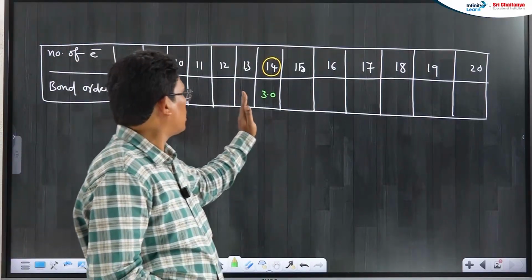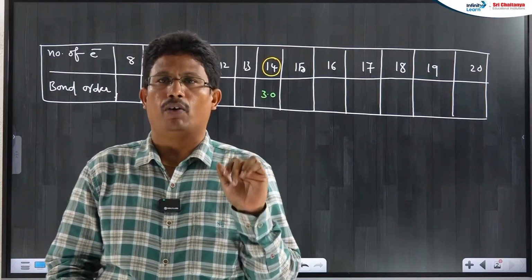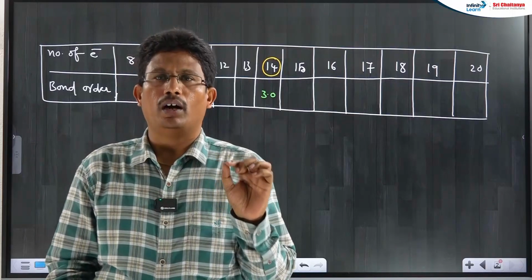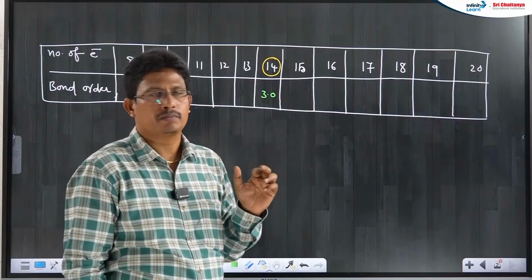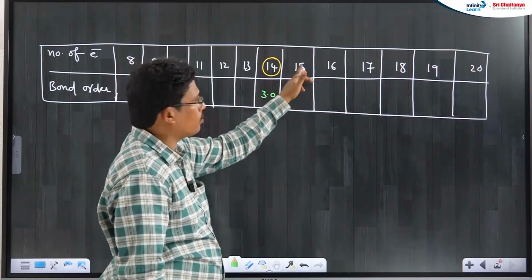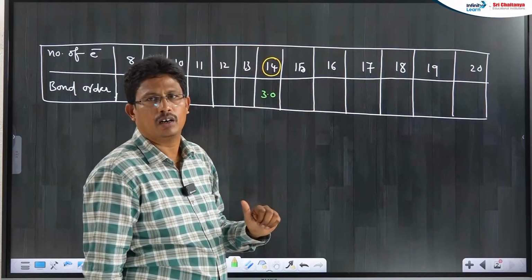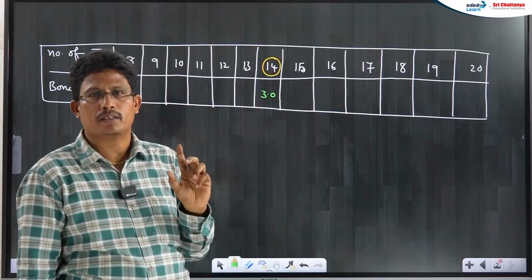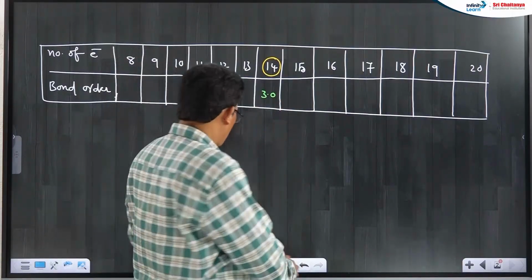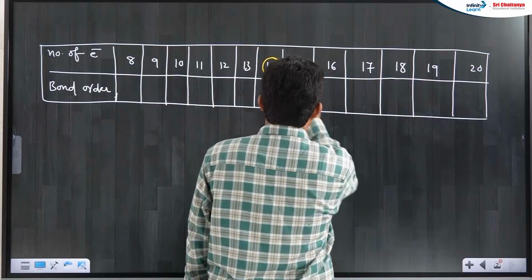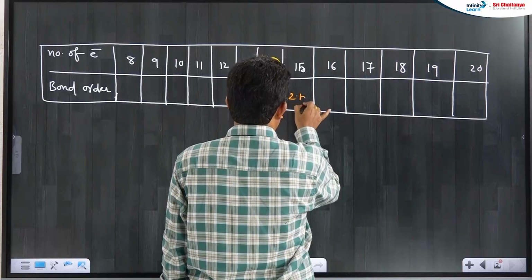From 14 electrons onwards, for every increase or decrease of 1 electron, bond order always decreases by 0.5 units. Based on that point, write the bond order for 15 electrons. Bond order decreases by 0.5 units, so bond order is 2.5.